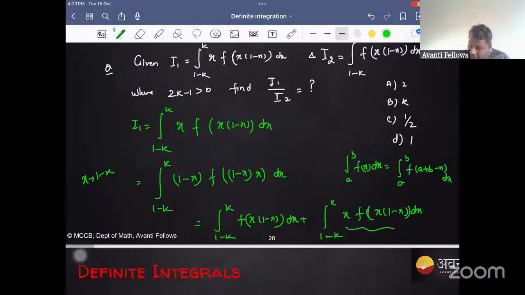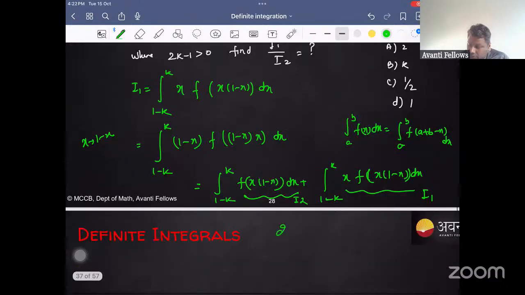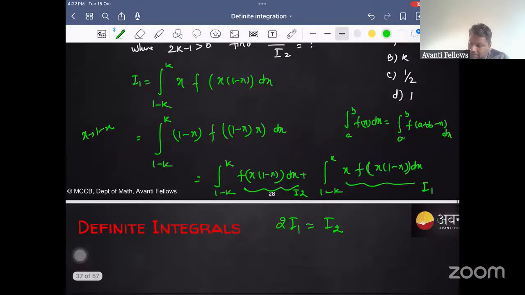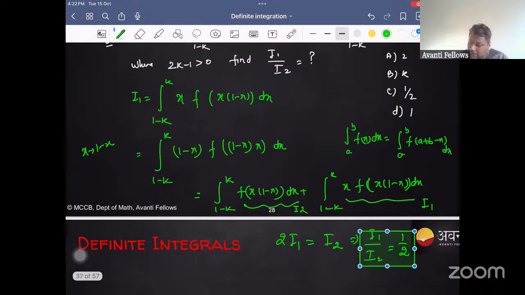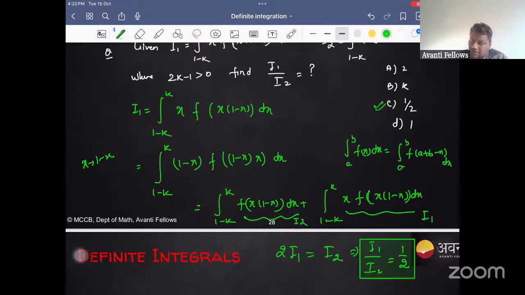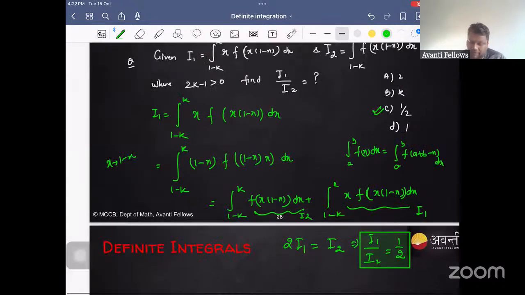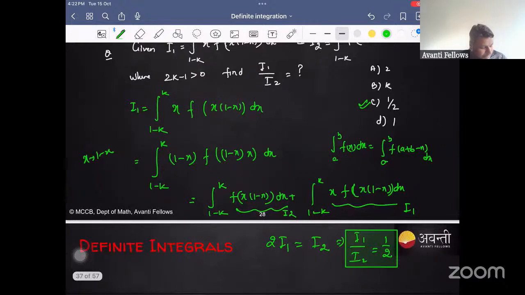Now if you see, this is again I1 and this is what they have provided you as I2. So 2I1 is equal to I2. They're asking for I1 upon I2 and it will be 1 by 2. Got it? I1 upon I2 is 1 upon 2. So the answer is as given. Have a look. Very good question.